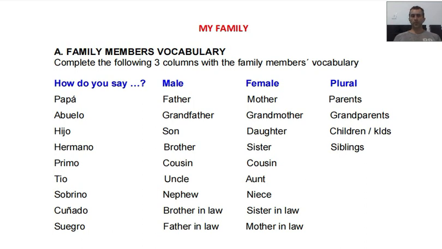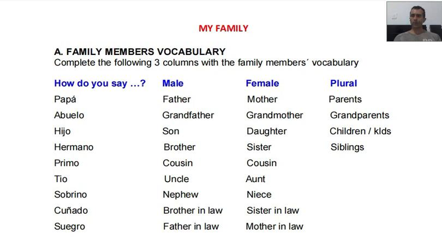So let's check this one out. So the first one is papá. So the male version for it is father. Female would be mother, mamá, sería el femenino. Y el plural, la forma en plural, for father and mother, para papá y mamá, es parents.